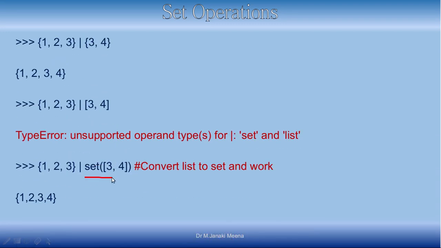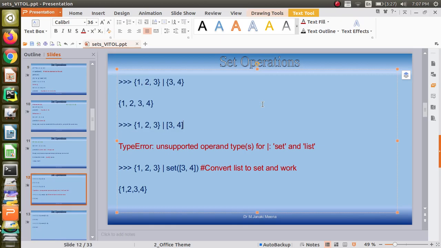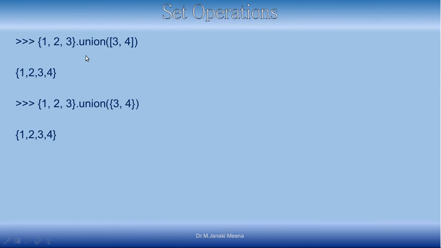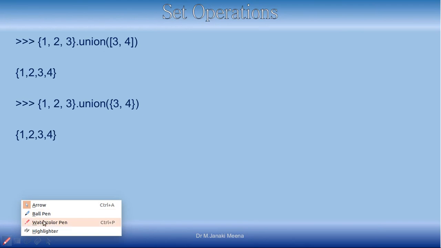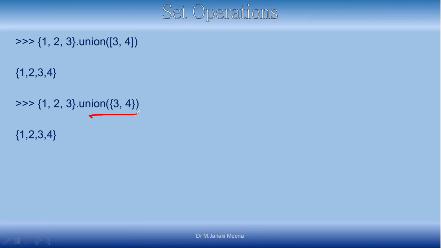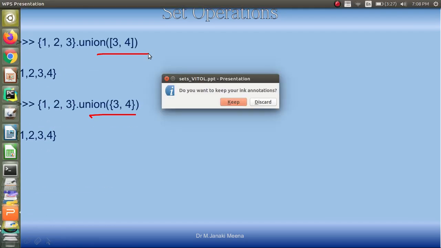But there are more ways. One more way to do union is by using the union function. When I use this union function, I can either pass a set to it like this, or I can pass a list also. When I pass a list, it implicitly converts the list to a set and then does the union. Whereas if I use the or operator, that is the pipeline symbol, then I have to take care of converting that to a set and only then can we do it. That's the difference between these functions.